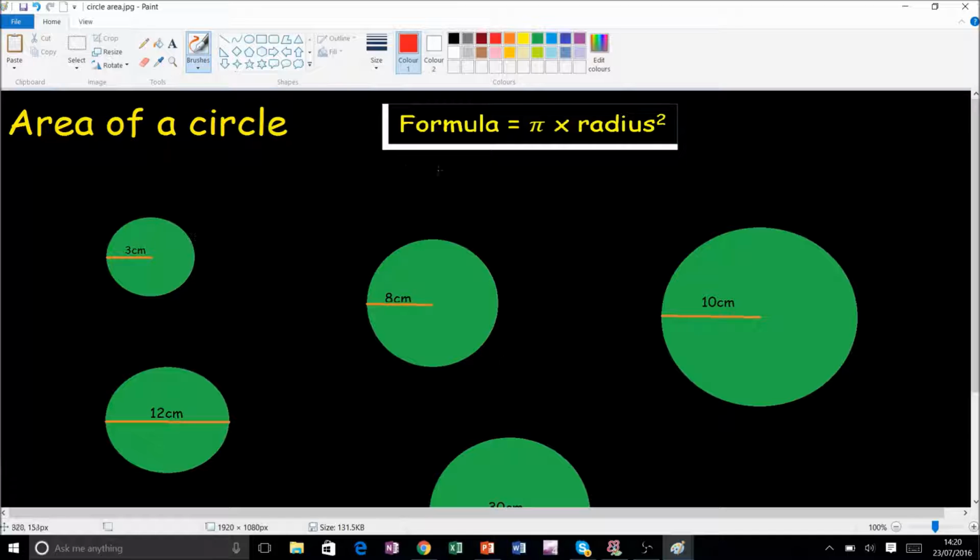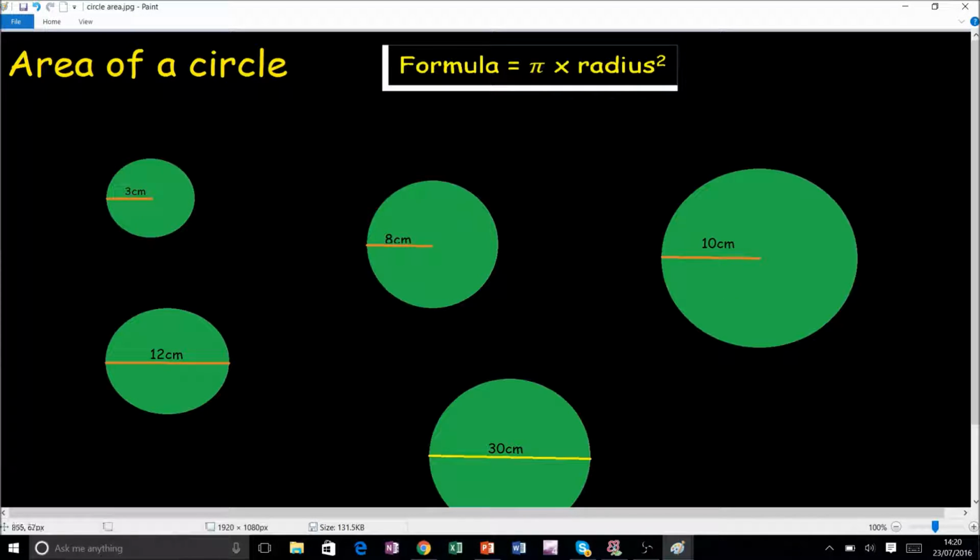Okay, so we have a formula for calculating the area of a circle. So it's pi times radius squared. Now, the radius is basically the distance from one of the edges of a circle to the center of the circle. Okay. So it's half of the diameter. A shorter way to write this would be: the formula is equal to pi r squared. Okay, pi r squared. That's another shorter way of writing it anyway.